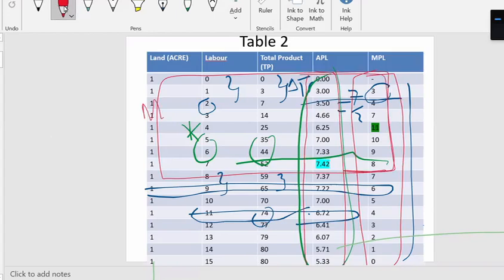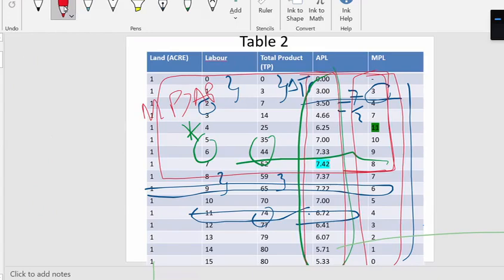Hapo umeiona hiyo? Ndio. Hizi za marginal product ni ndogo kuliko marginal what? Marginal product here is greater than average product. This is level 1. This is level 1. Sawa.